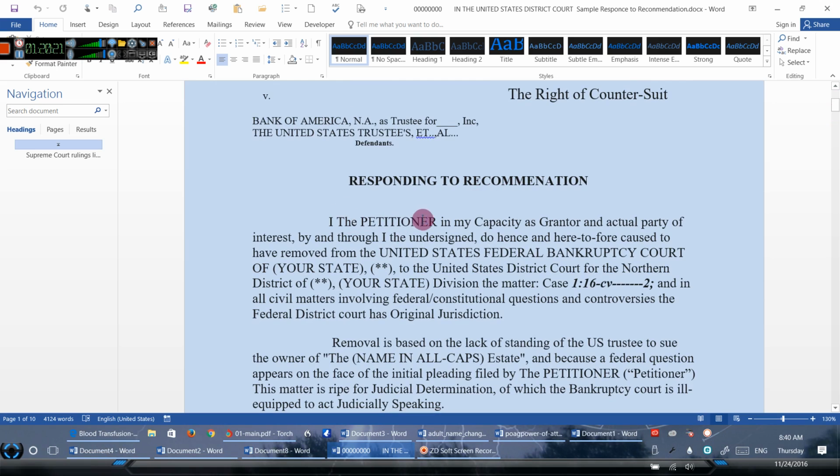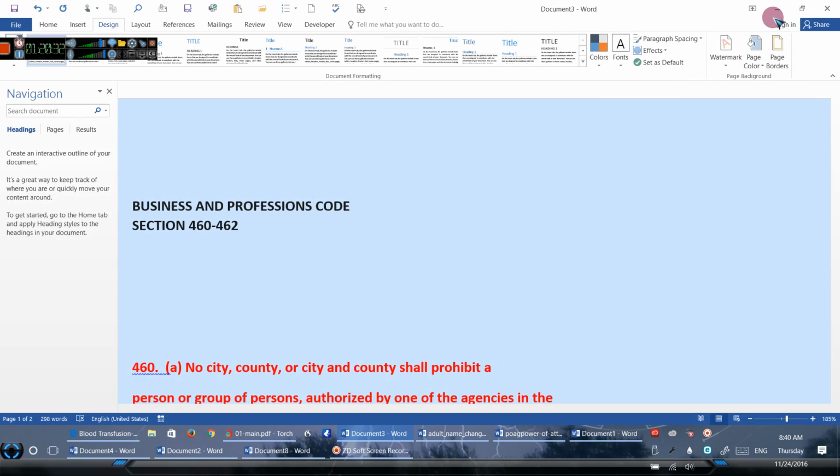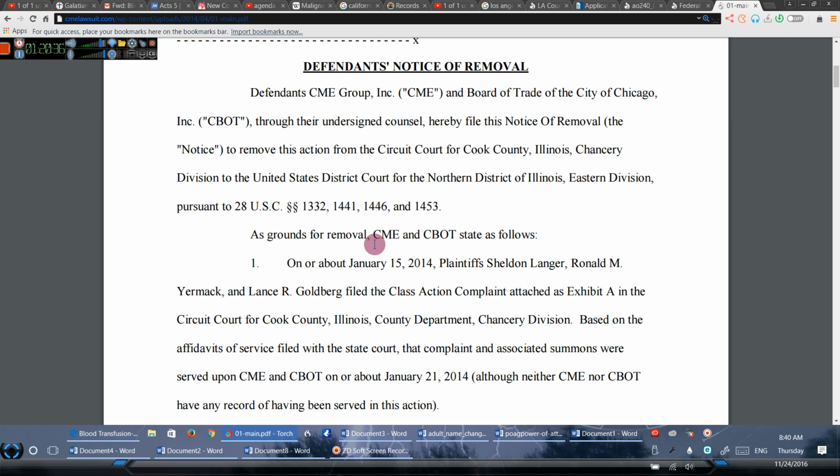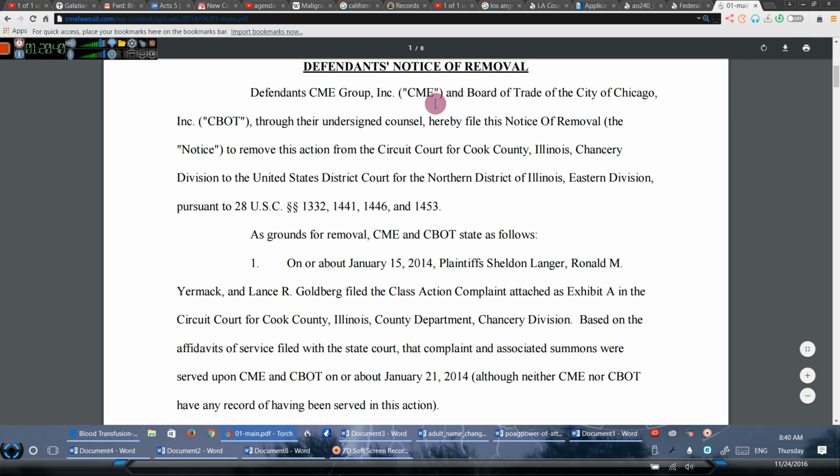Look, I, the petitioner, in the capacity of grantor and actual party of interest, by and through I, the undersigned, do hereby henceforth, blah, blah, blah. Ladies and gentlemen, I'm only reading that to you for one reason. There's nothing important about that but this. The defendants, Board of Trade of Chicago, through their undersigned counsel, hereby file this notice of removal to remove this action, blah, blah, blah. Ladies and gentlemen, he copied and pasted this. This is a template.